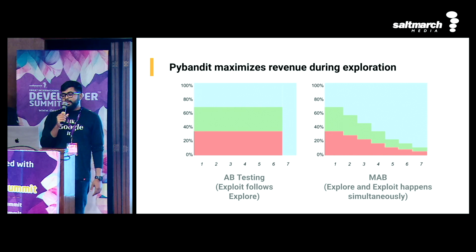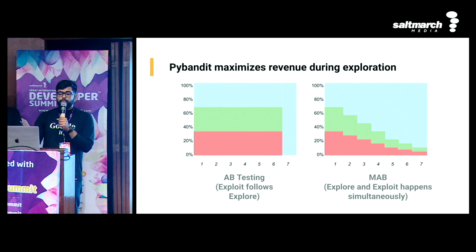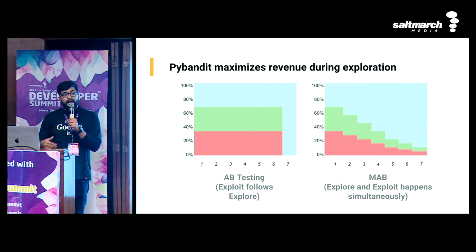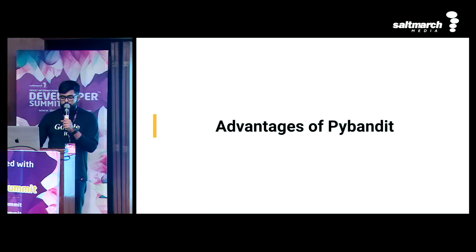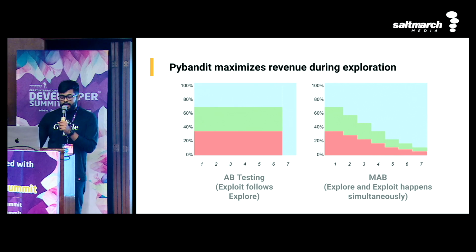And on the other side, in MAB, multi-armed bandit, as time goes, the population is directed towards the better variation over time. And at the end of those 6 weeks, we will see that the proportion of the population targeted with the better variation is way more than in A/B testing. As a result, you will get to see a higher conversion rate.